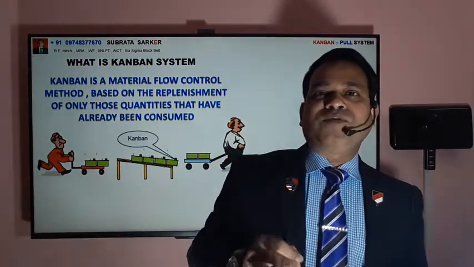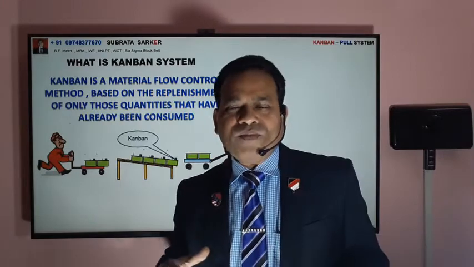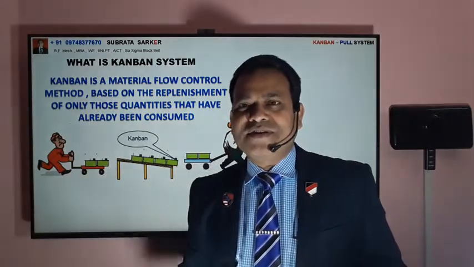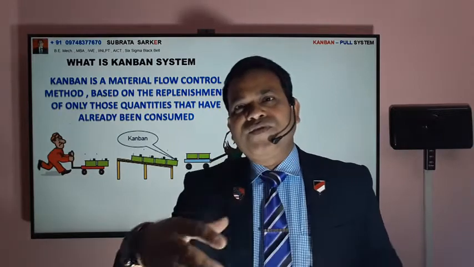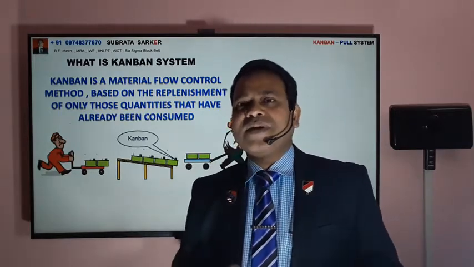Number two is flow efficiency, balanced with resource efficiency. You have some resources in terms of man, material, machine, etc., and your manufacturing flow. So that balancing is needed with the help of Kanban.